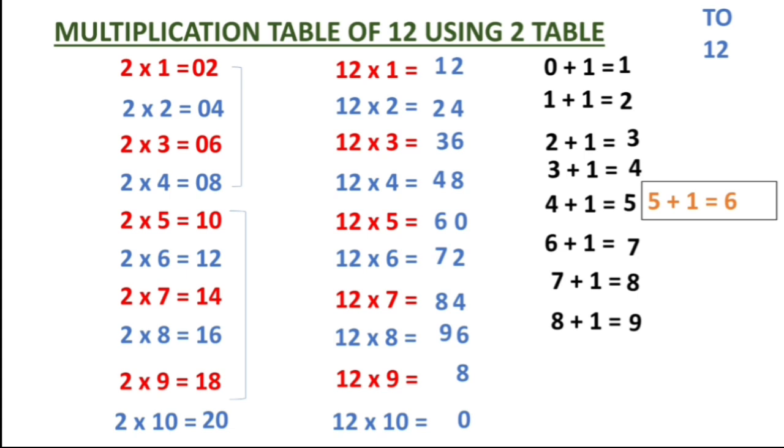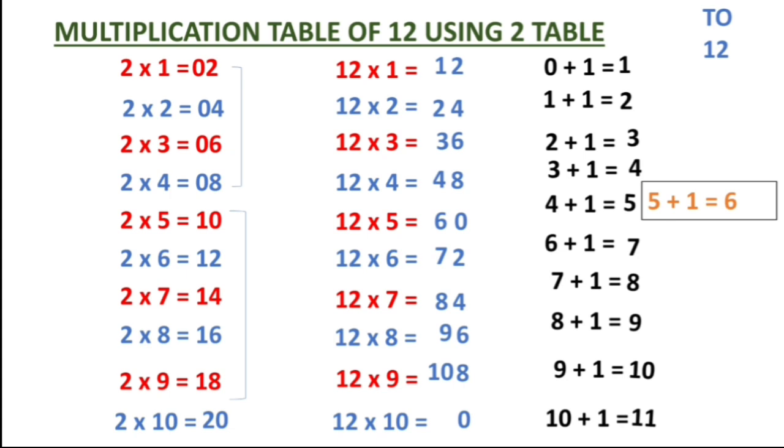12 eights are 96. Again 9 plus 1. 9 plus 1 is 10. This 10 I will write. 12 nines are 108. So 10 plus 1 is 11. If we see, 2 tens are 20.